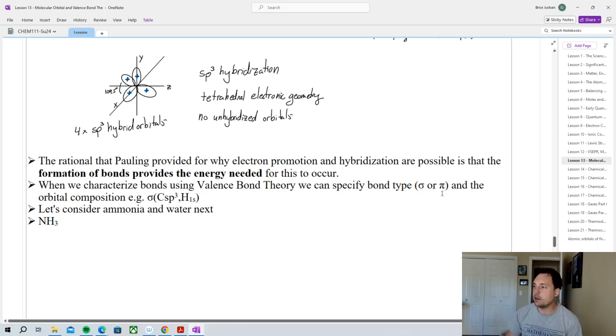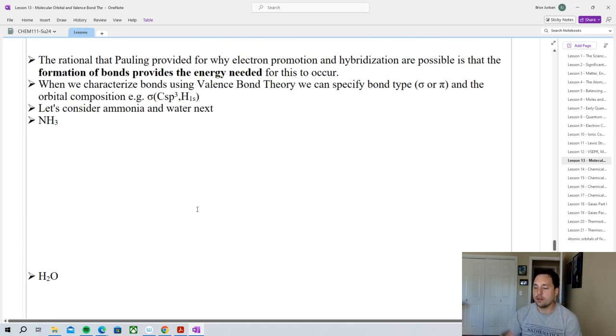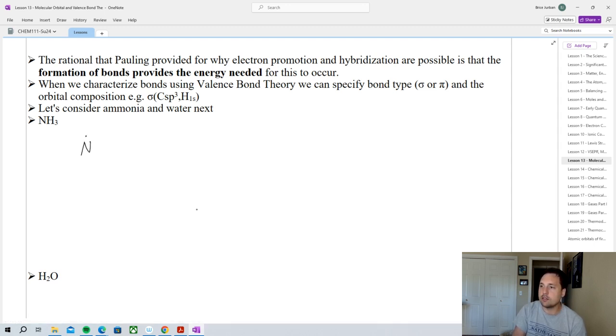And we're going to specify bond types here using sigma and pi. For example, for methane, we can talk about the sigma bond that occurs between the sp3 hybrid orbitals on carbon with the 1s orbitals of hydrogen. If we look at ammonia and water next, ammonia has the structure of NH3 with one lone pair on the nitrogen.